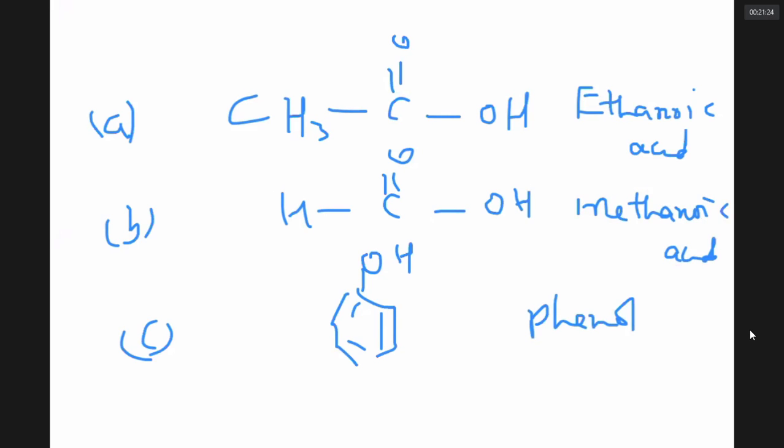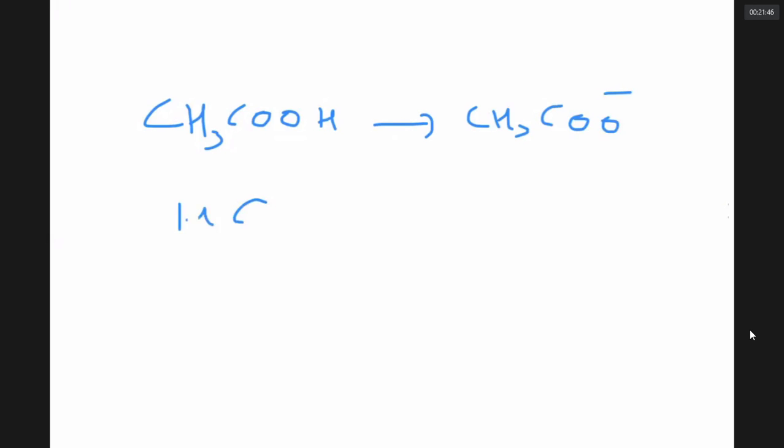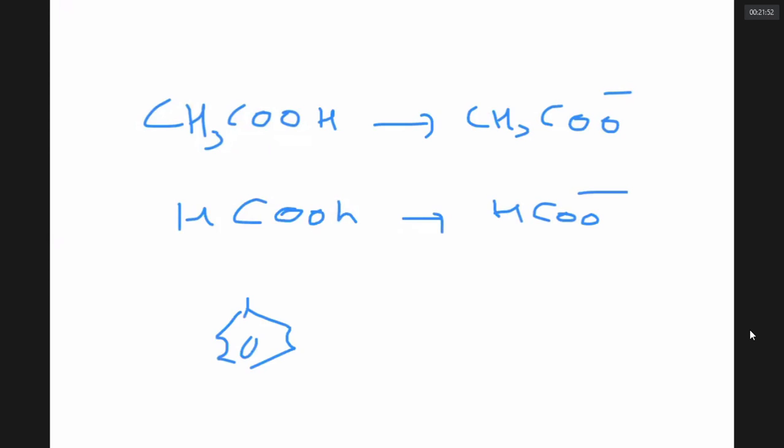Our rule is the same. Wherever the conjugate base is more stabilized, that is a better acid. Wherever the conjugate base is destabilized, that is a bad acid. I am comparing: acetic acid gives the acetate ion, formic acid gives the formate ion, and phenol gives the phenoxide ion.